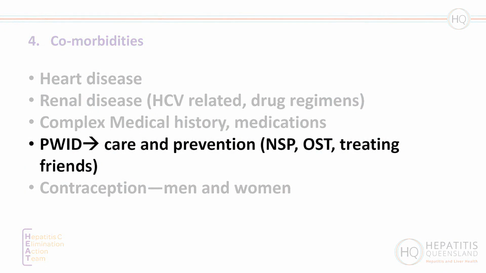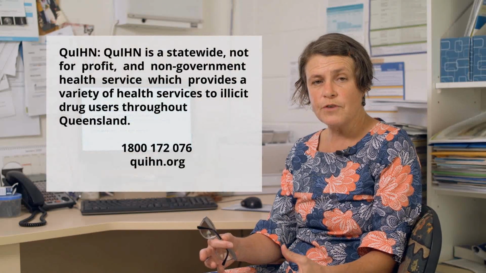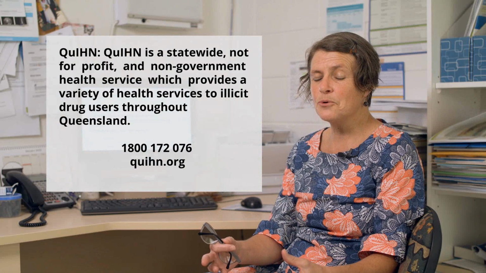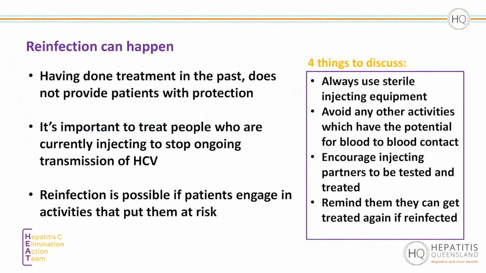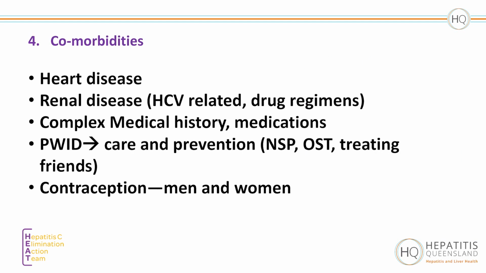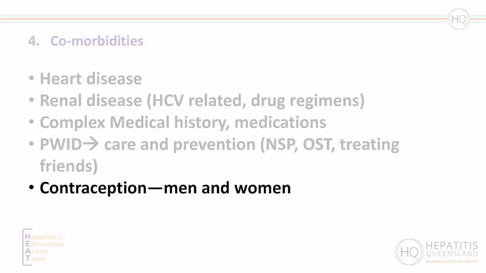If you have patients who are continuing to inject, then it's really important to look after them in terms of trying to get them in the best possible place for treatment, but also to help prevent reinfection. And the other thing about people who are injecting is to find out who their friends are and get their friends in to get treated as well. That's a concept called treatment as prevention. The other thing it's important to look at is contraception, because both men and women need to be on contraception while they are undertaking their treatment.